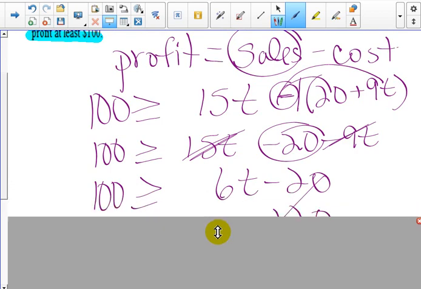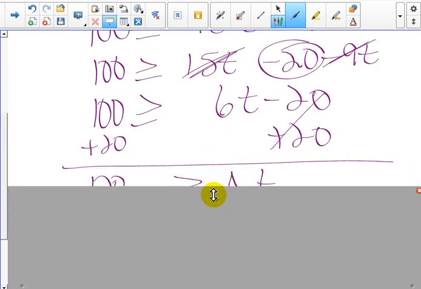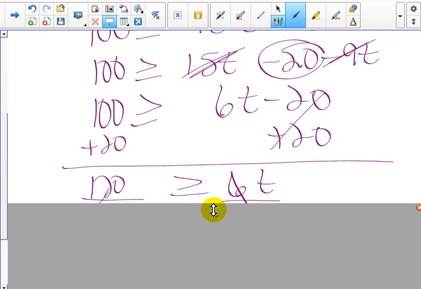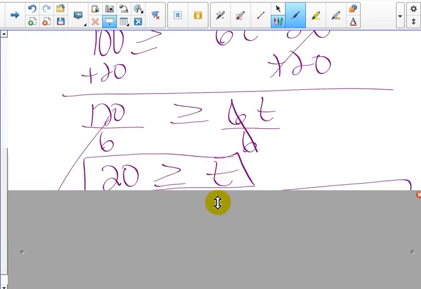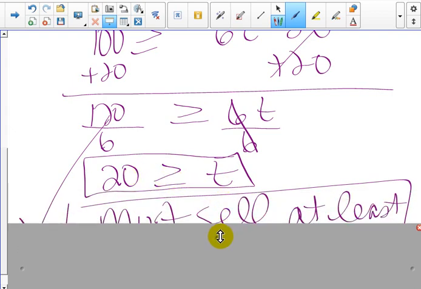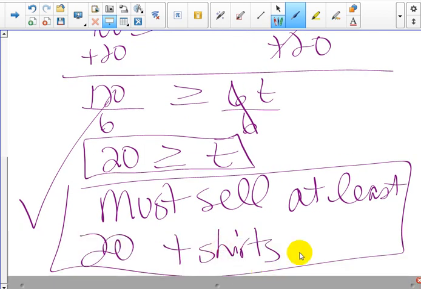All right, so add 20 to each side, and you get 120 is greater than or equal to 6t. Now divide each side by 6, and you get t is less than or equal to 20. So you have to sell at least 20 t-shirts to make $100. And that's how you work that.